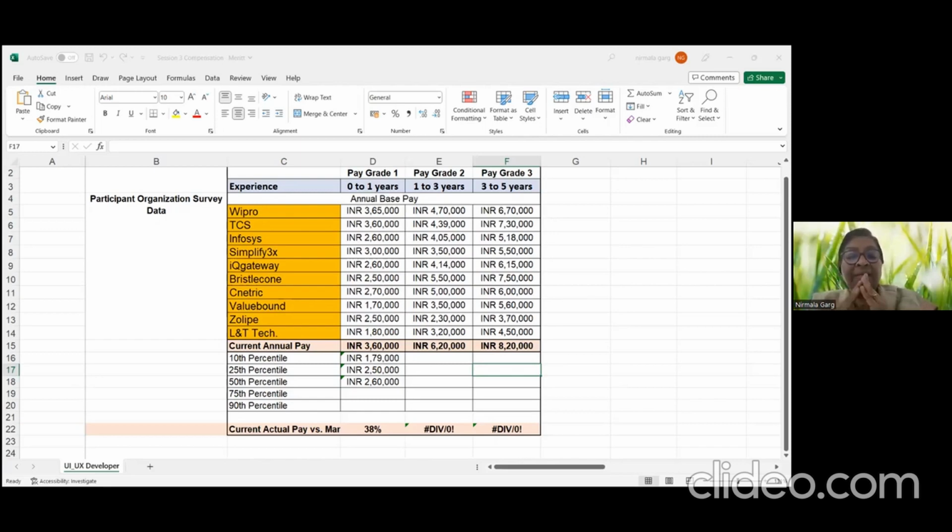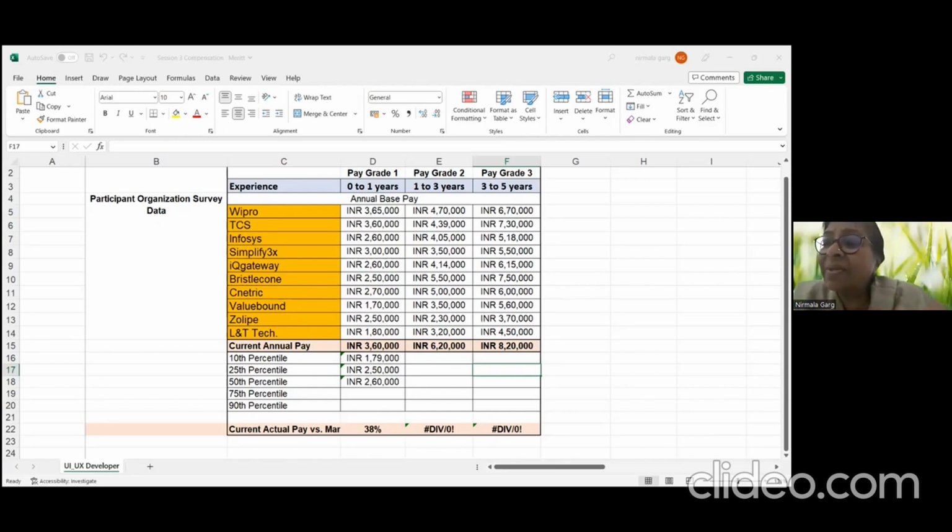Having done that, please find out by what percentage the current actual pay is higher or lower than the market midpoint only. Please, I insist, market midpoint. That means you have to compare it with the 50th percentile. Please don't compare it with your 10th or 25th. Say whether my current actual salary for grade 1 is higher or lower by what percentage. Don't look at whatever is given. It could be right, wrong, whatever.